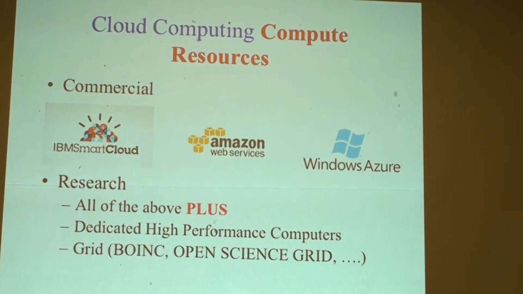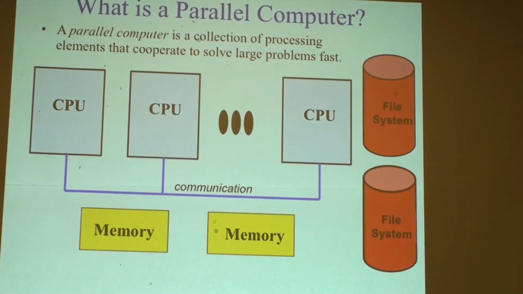Those in industry have commercial cloud services available. Most of us are in research. For us, we have what are called dedicated high-performance computers. We've also got the grid. So basically, what is a parallel computer? We've got a whole bunch of CPUs. They can talk together. There's some memory somewhere, and there's a file system. Depending on how close these components are, that distinguishes a high-performance computer from a distributed computer.